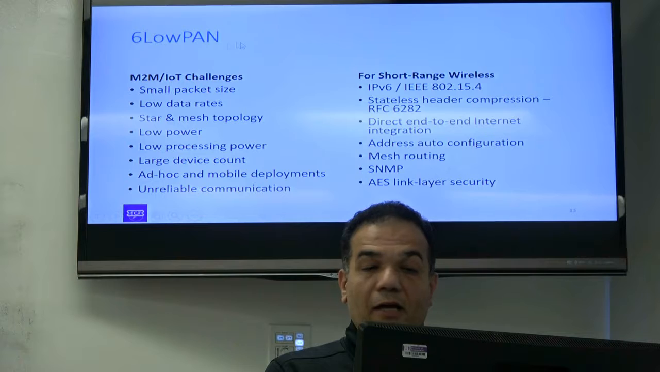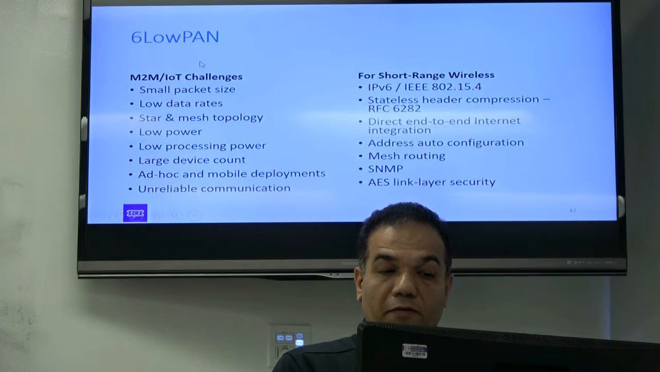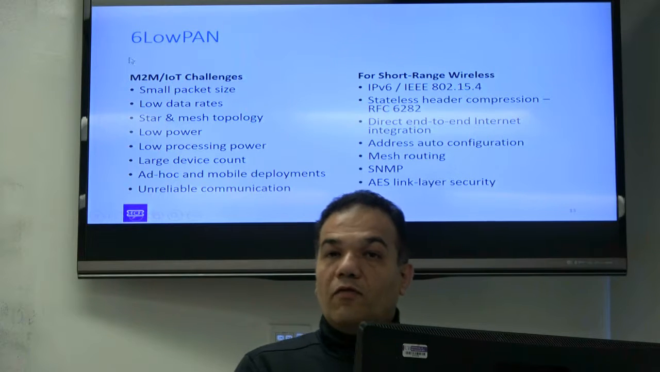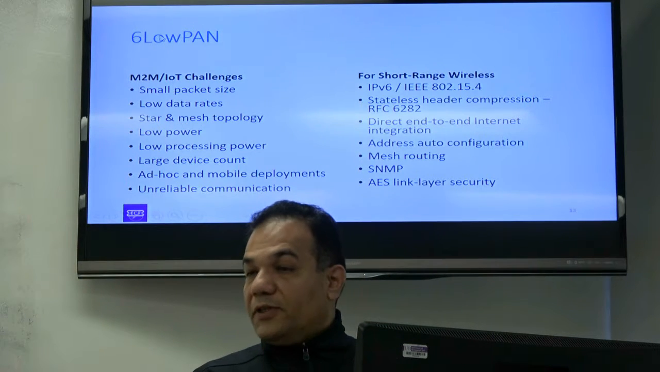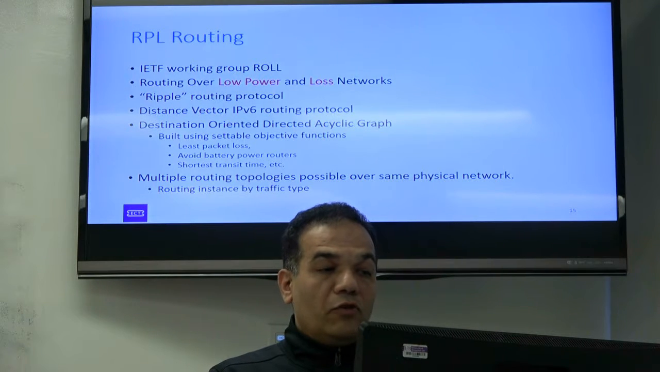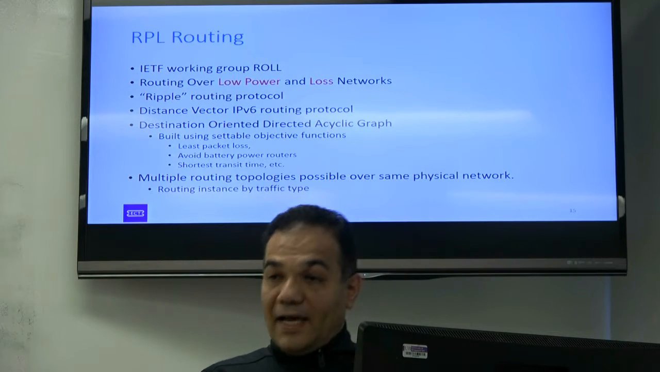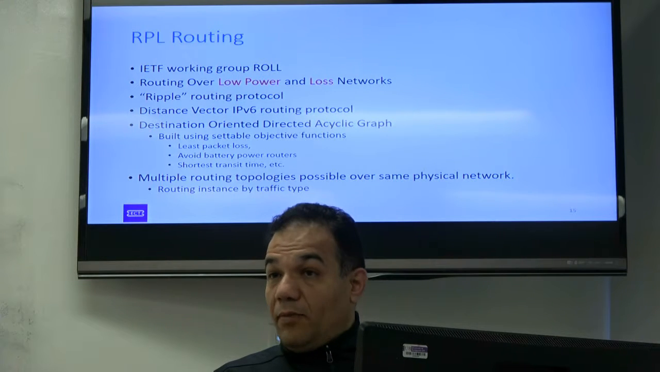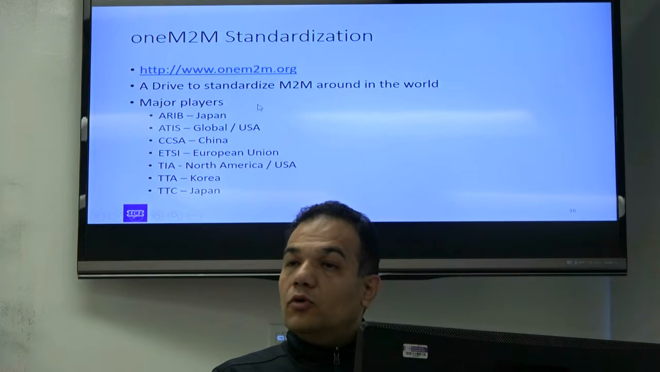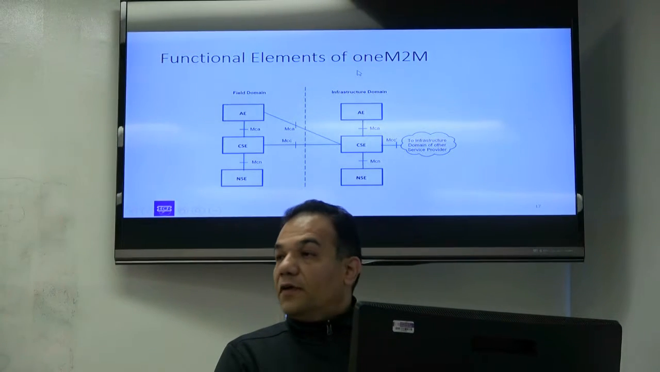Why do we have to use 6LoWPAN instead of the normal protocols like TCP or IPv4 or IPv6? Because again, they have problems with size and power consumption and all of that. And why do you have to use RPL instead of other routing protocols? Because the standard routing protocols might not work for many applications. We have to come to standardization at a certain point. I hope soon. And we have to look at the functional elements of any M2M.